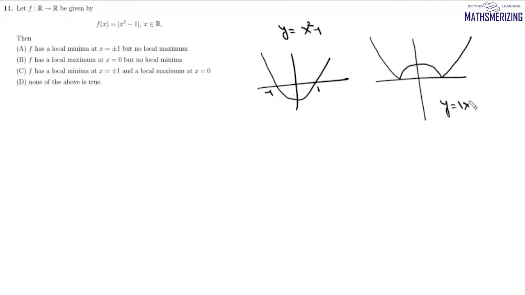So the graph of y equals mod of x square minus 1 will be like this. This point is -1, this is 0, and this is +1. Now this function has local minima at -1 and +1, and at 0 it has a local maximum. So the answer to this question is f has local minima at plus or minus 1 and a local maxima at 0, which is your option C.